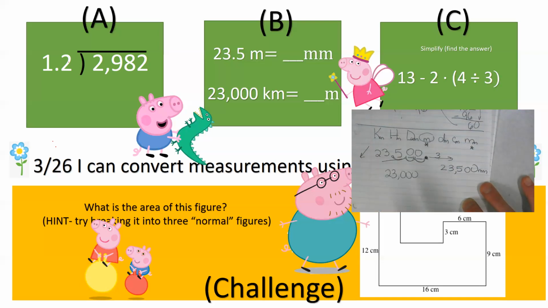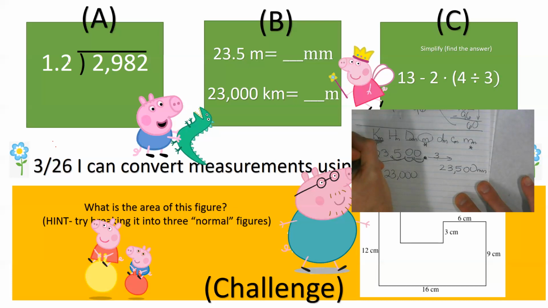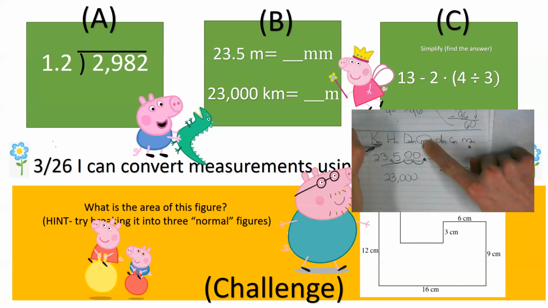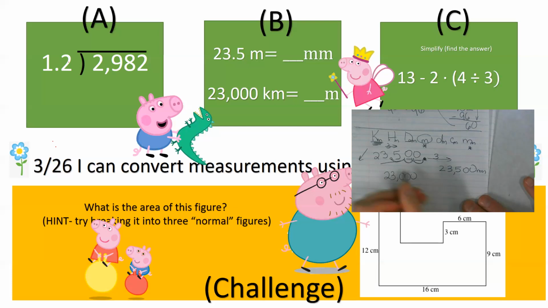23,000. We're at kilometers. So kilometers is right here, and we're moving to meters. Meters is over here. We're once again going to go right. 1, 2, 3. Right 3. Same directions.